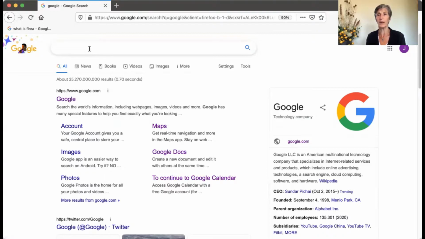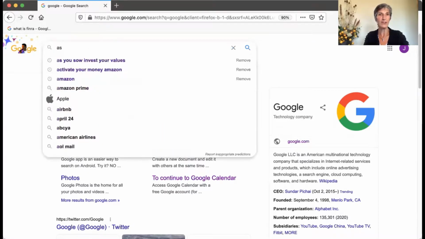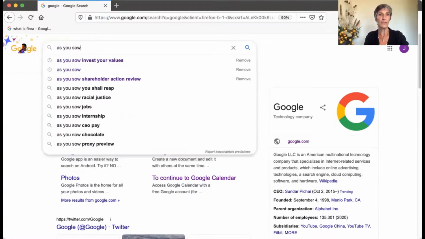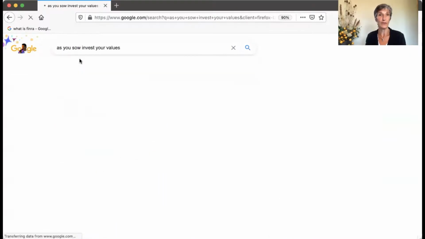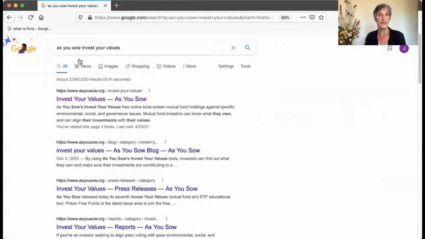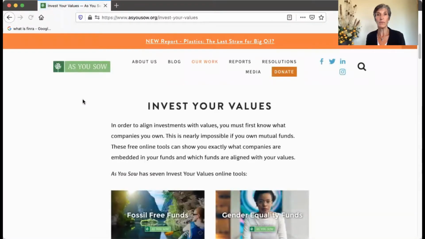So the full title of the tool is As You Sow, Invest Your Values. And you can just enter that into your favorite browser. You'll see that it pops up right away for me because I obviously use this tool a lot. And here it is right at the top of the heap. We'll just click on that. And when we do, we get to this particular screen.